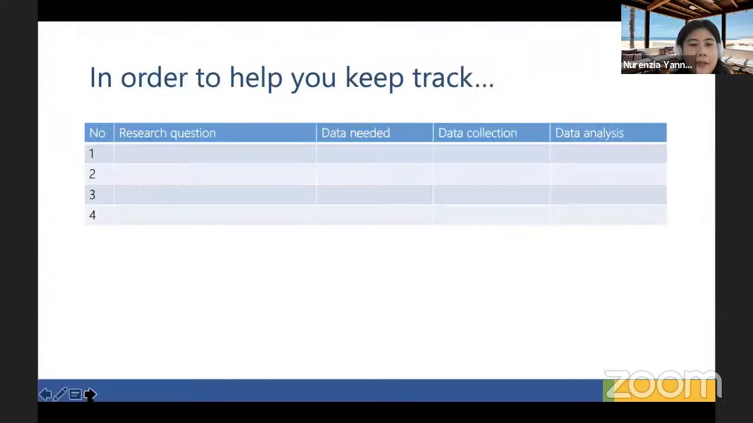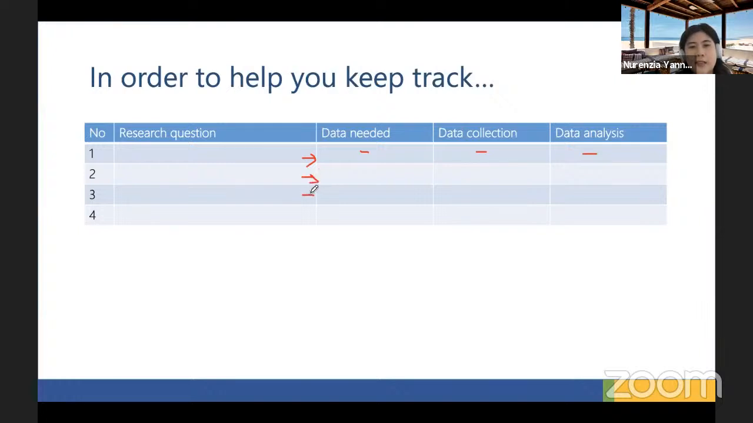So that's going to be how you can proceed after you create your research questions. Now, when you have a big project and you have more than one research questions, you can keep track by creating this table. Jadi research question 1, datanya yang diperlukan apa, kemudian data collection-nya seperti apa, analisanya kira-kira gimana. Itu jadi setiap research questions harus dipikirkan bagaimana cara menjawabnya.